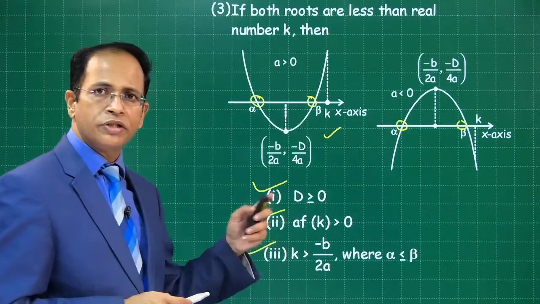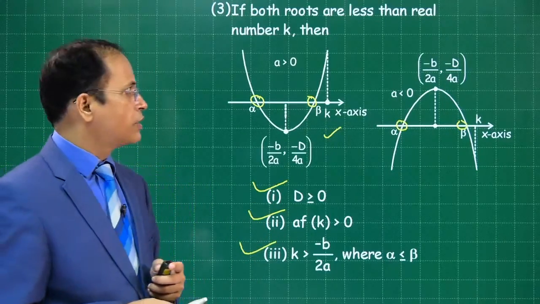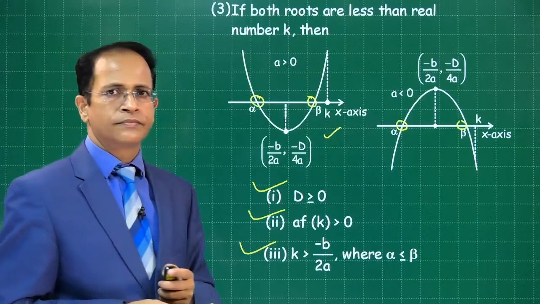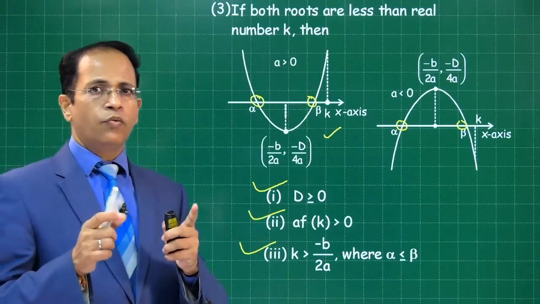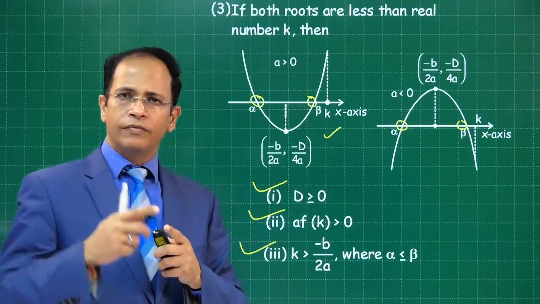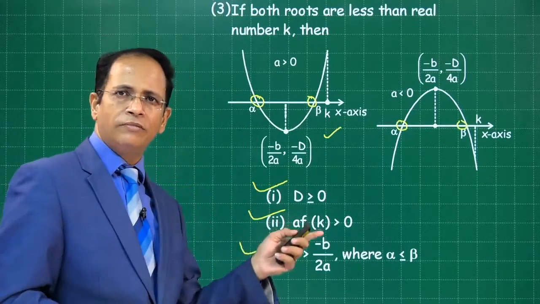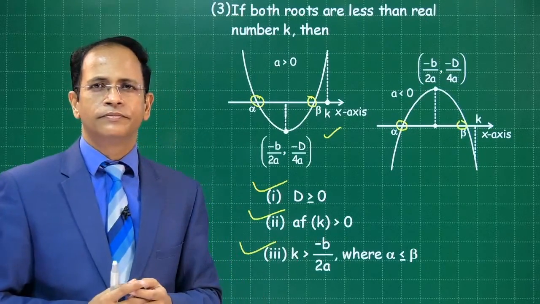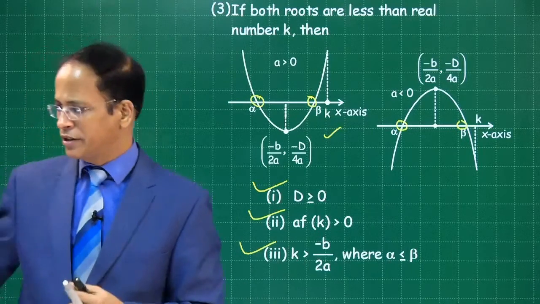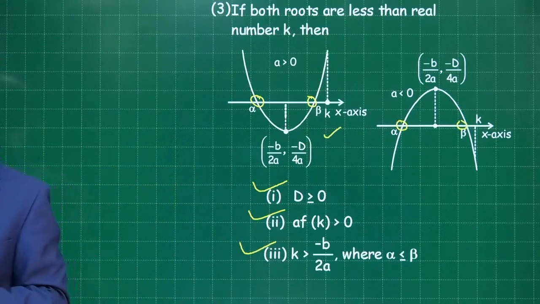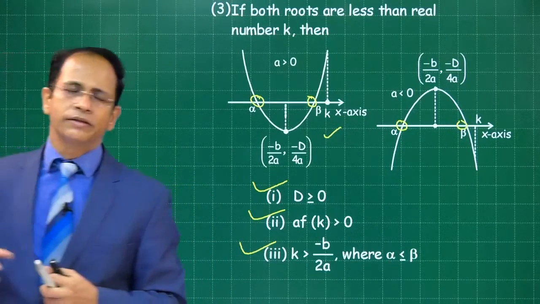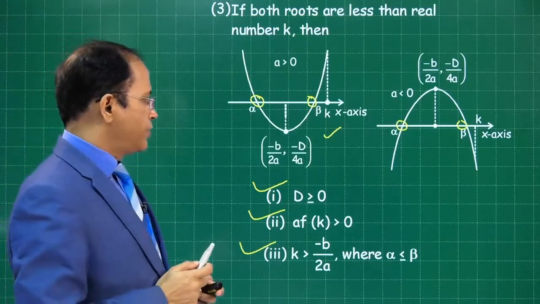Okay, this is the condition we have. Got it? So you can see here where I have placed k, whether greater than alpha beta, less than alpha beta, or in between them. Right? So you can see three conditions written here. Fine?